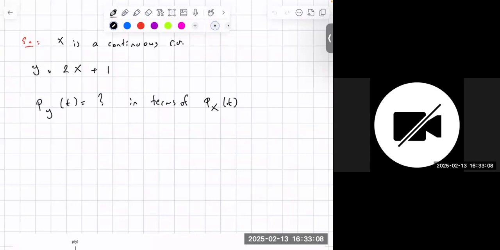Can you work out the density of the new random variable y in terms of the density of x? Please get going. Try your best, we'll do it together, but it's always better if you try. To remind you, we had the cumulative distribution function, then the density was its derivative. You can reason through both.